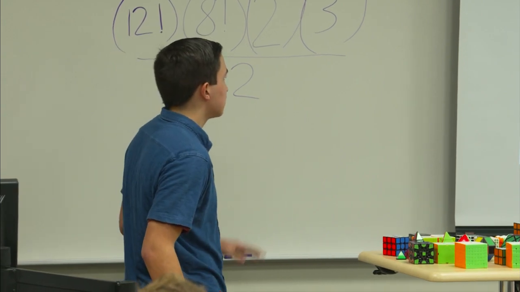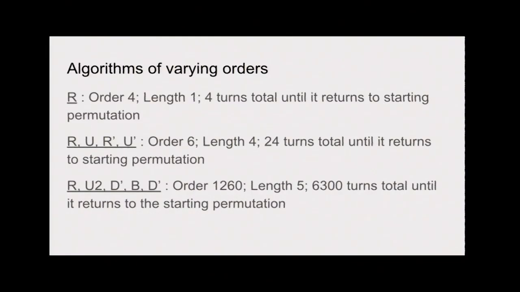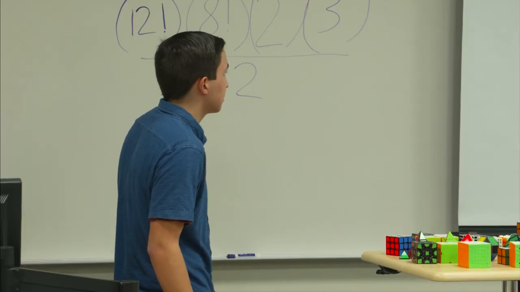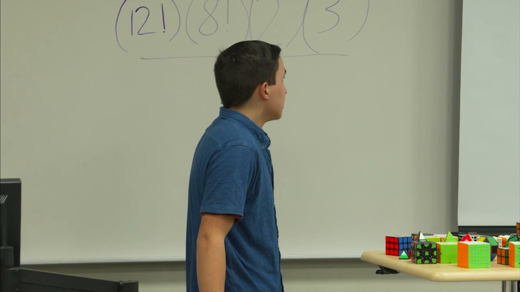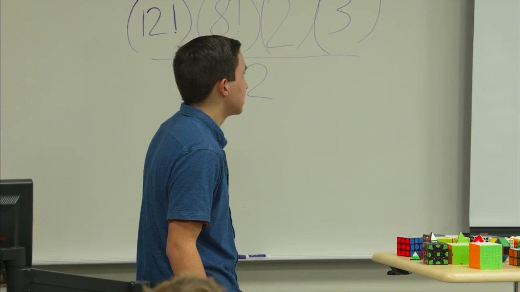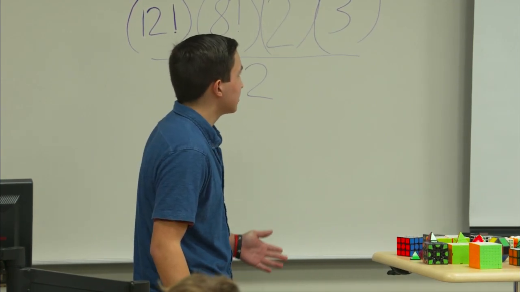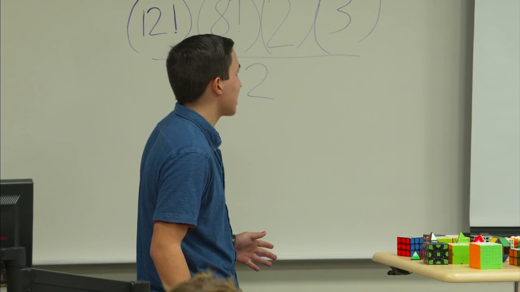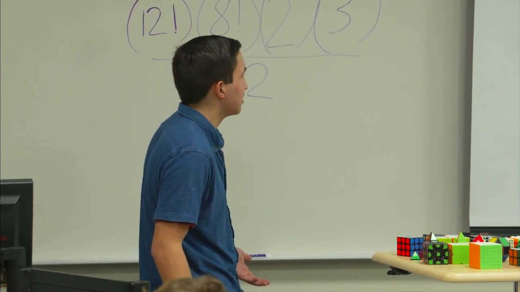The next one is one of those algorithms that has the largest order possible. R, U2, D prime, B, D prime. This has an order of 1,260, which is the largest possible. It has a length of 5, so that's 6,300 turns total until it returns to the starting permutation. I started doing this, and I lost count and interest after about 5 repetitions. Someone out there has done this, has repeated it 1,260 times until it went back to the starting permutation. Someone's done it.